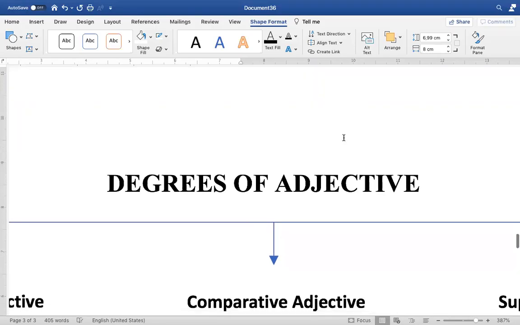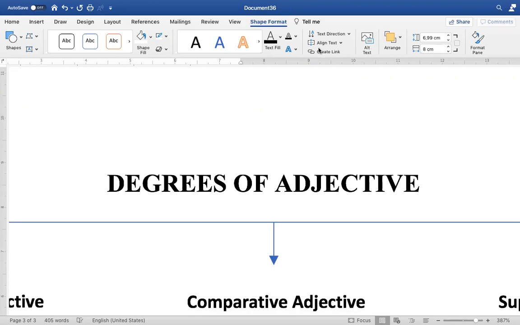All right. So friends, today we're going to see together the different degrees of adjectives, because we have previously seen together that an adjective is a word that modifies or describes or qualifies a noun or a pronoun.